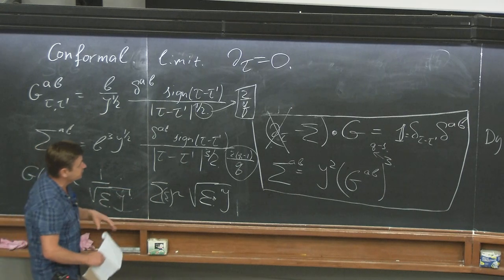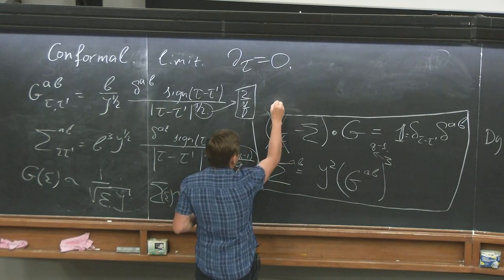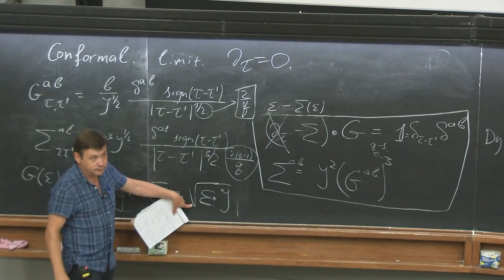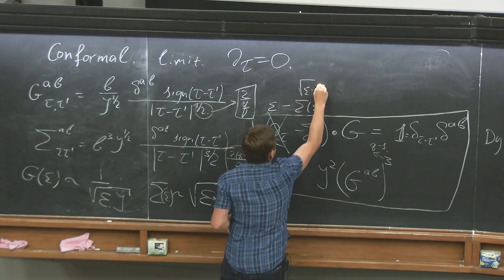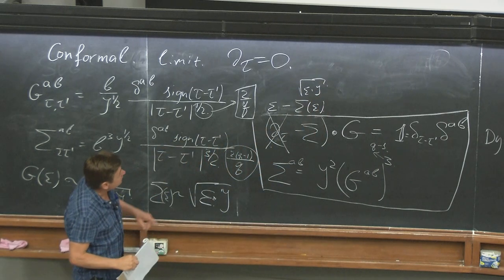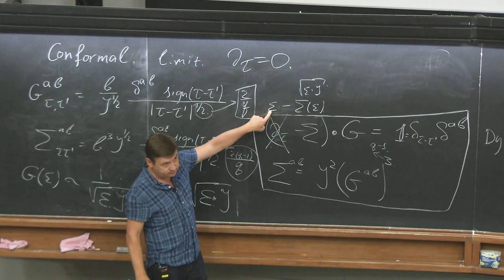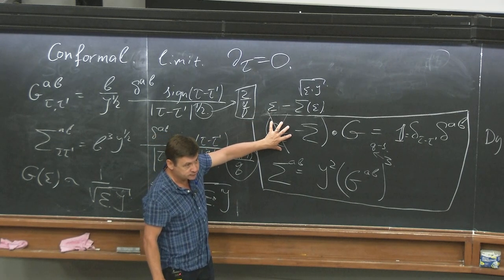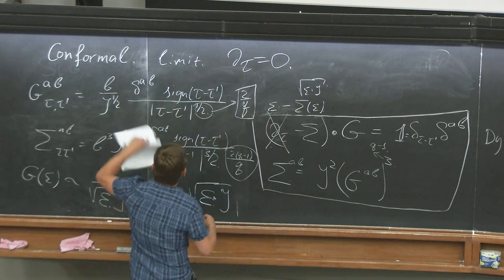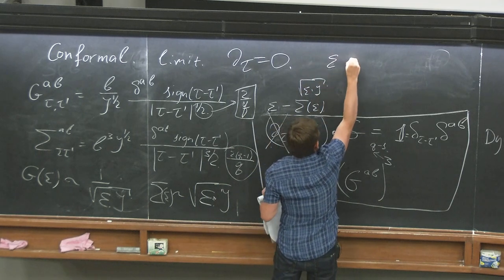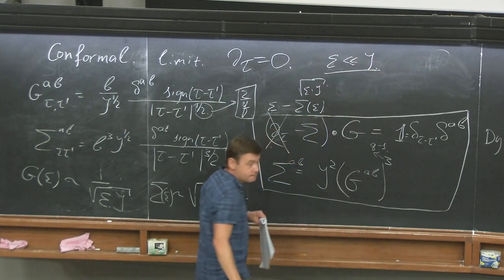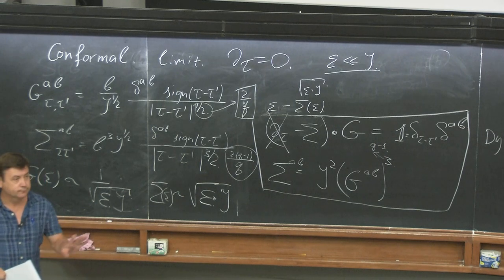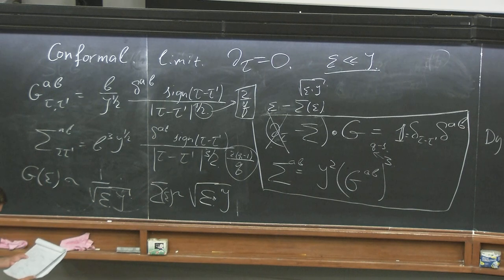Now, why it is not such a crazy idea is that because this is in energy representation, this is epsilon minus sigma of epsilon, and sigma behaves like square root of epsilon j. So this is square root of epsilon j. So if epsilon is much less than j, then this guy is much larger than this guy, okay? And then maybe it's not such a big crime to forget about this. So therefore, this conformal limit is only justified at energies which are much, much less than J, okay? No questions? Cool.